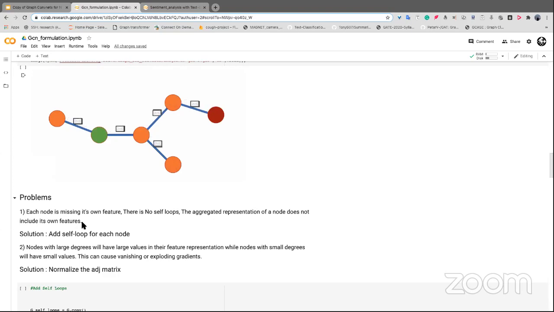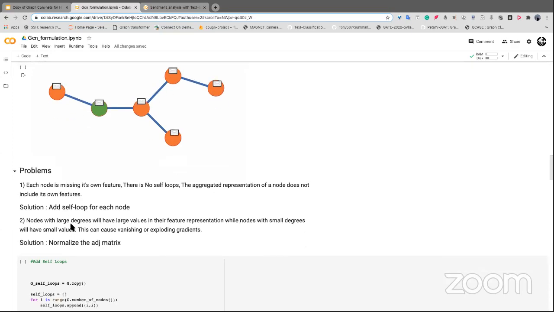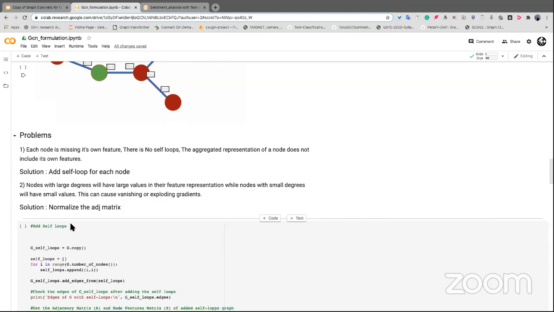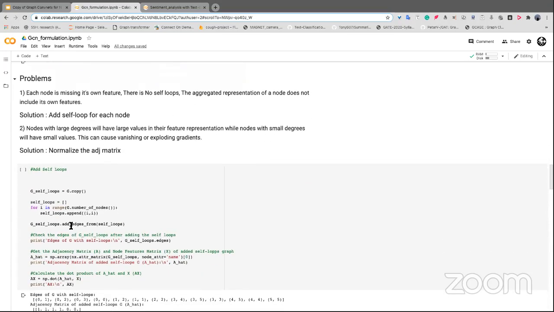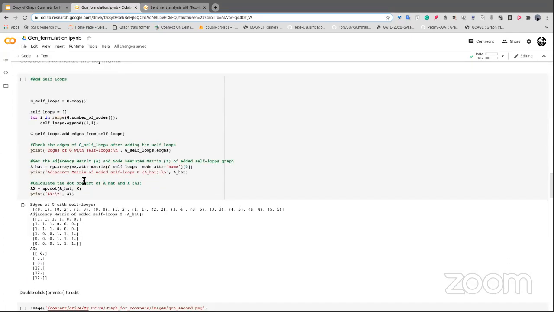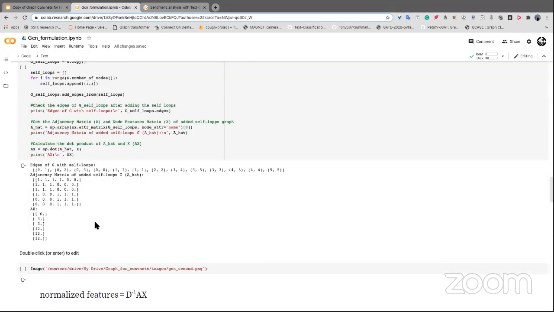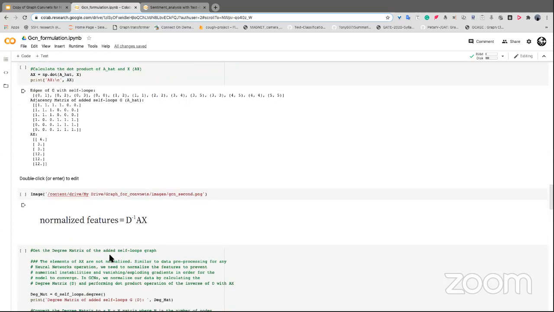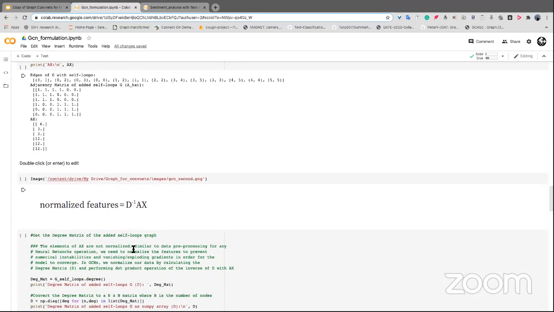How can we solve that? So for the first problem, we can add the self loop. So that will add the self features in the graph. So we added the self loop. This first problem is solved. And for the second problem, we will use the inverse of the degree matrix.